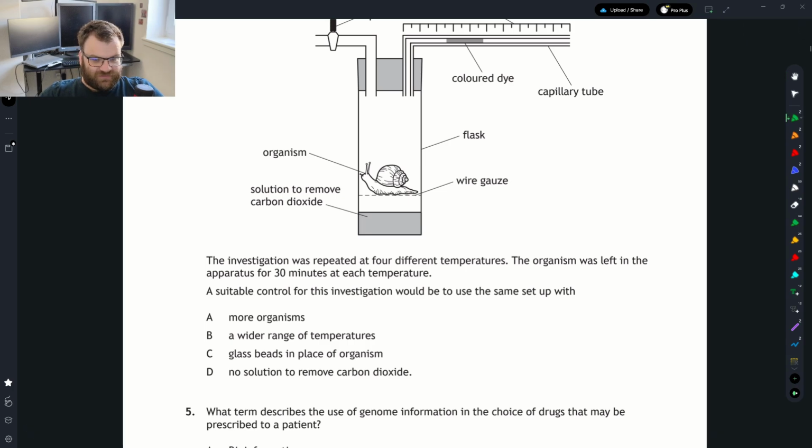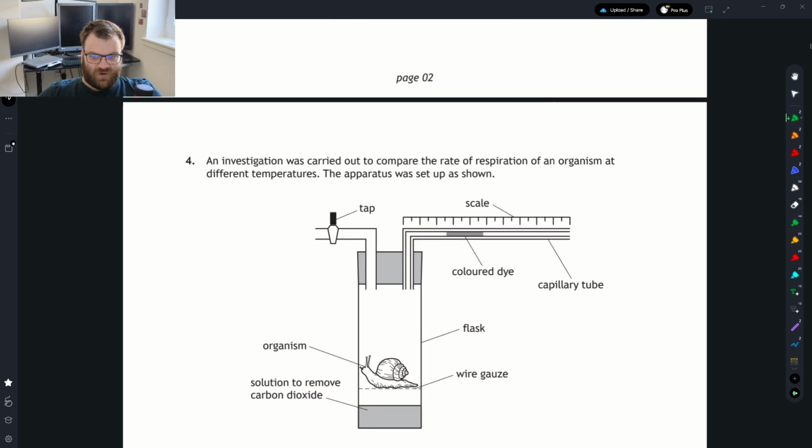If you use a wider range of temperatures, you get more data and you can see what happens along a further range of the temperatures. So it might have an unexpected effect at higher temperatures or lower temperatures. The glass bead, we are removing the organism, replacing it with a non-living version. C would be a correct answer there. Answer D would let us see what happens without the solution, and then we could see if that was needed for the reaction to take place. In this one though, we're asked about the organism. We want to do it with and without the organism.